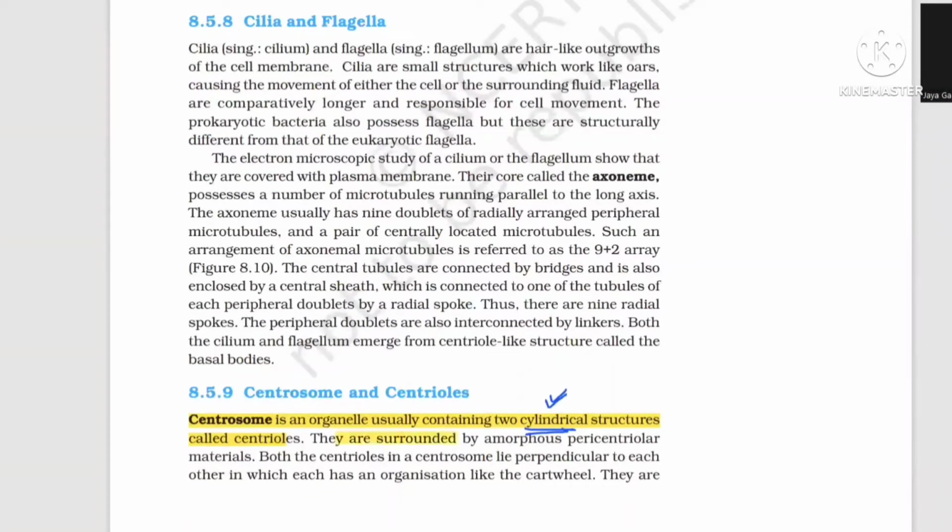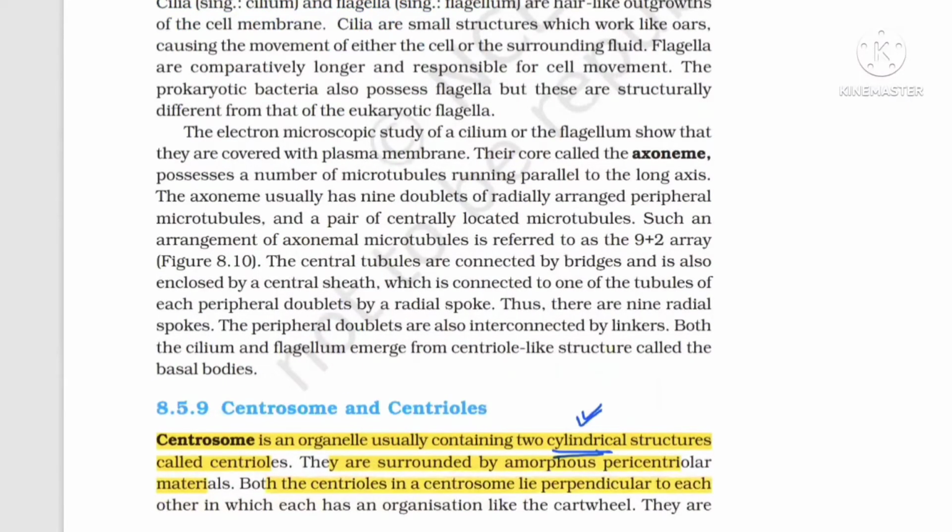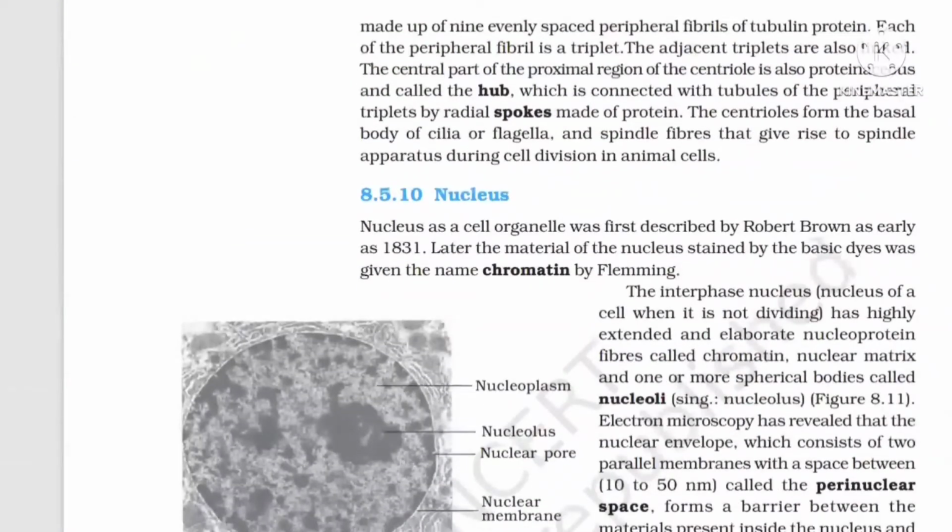They are surrounded by amorphous pericentriolar material. Both the centrioles are perpendicular to each other. That is why in the diagram I was drawing this way, because they both are perpendicular to each other. Each has an organization like a cartwheel. They are made up of 9 evenly placed peripheral fibrils of tubulin protein, and tubulin proteins are the ones which make the cytoskeleton microtubule.